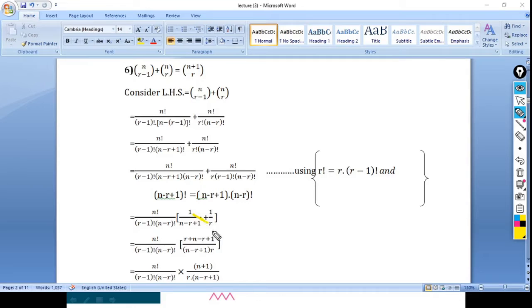So this is the cross multiplication and this term. So it gives n minus r plus n plus r minus r and plus 1. So minus r plus r get cancelled. So it is n plus 1 upon these two terms.